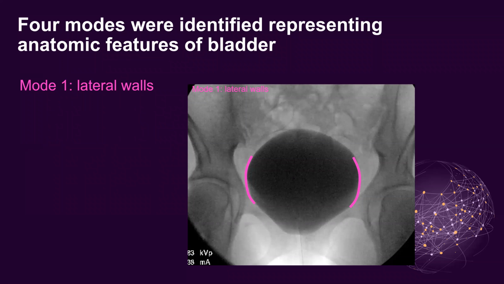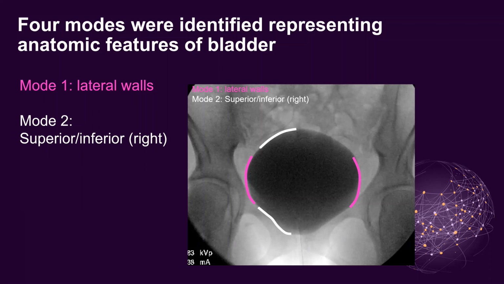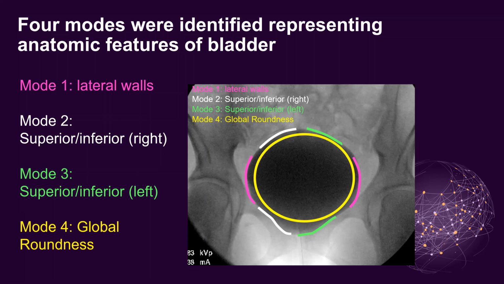Overall, 4 modes were identified representing the anatomic features of the bladder using statistical shape analysis. Mode 1 identified the lateral walls and accounted for 43% of the total variance in bladder shape. Mode 2 identified the superior-inferior right walls, accounting for 19% of the total variance in bladder shape. Mode 3 identified the superior and inferior left walls, accounting for 14% of the bladder shape variance. Mode 4 identified the global roundness of the bladder, accounting for 6% of the total variance in bladder shape.